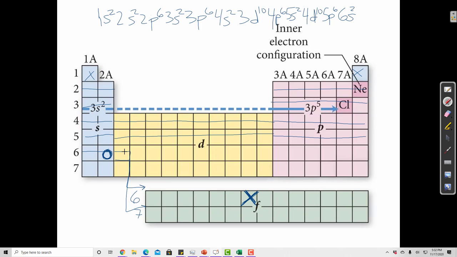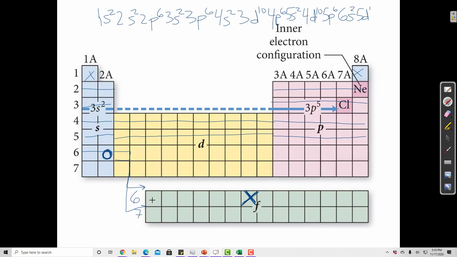Some of these electron configurations kind of mix up a little bit, and we'll see that here in a second. But let's just go through this as if it didn't. This first one is D. I'm in the sixth row, this is the D block, so that's 5D1. And then I'm going to drop down here.